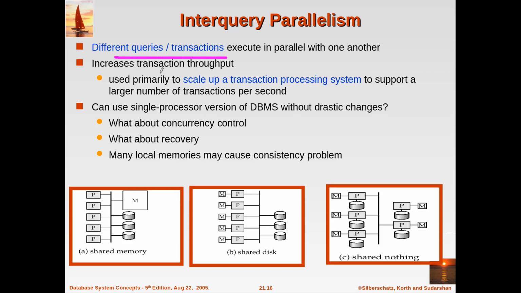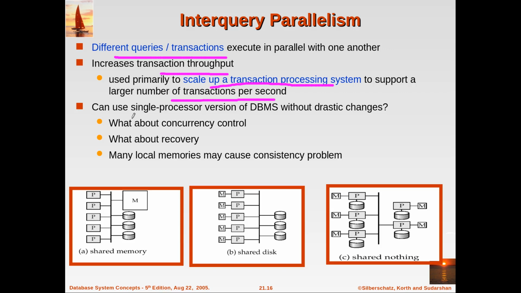So it will increase the transaction throughput. That means it is used to scale up transaction processing to support more transactions per second. If you follow interquery parallelism, we can execute more transactions within a given limited time. So it is used with applications that require many transactions to be executed, and interquery parallelism will always be a better choice for such applications.